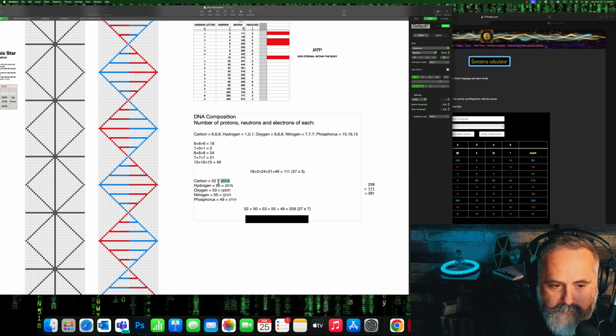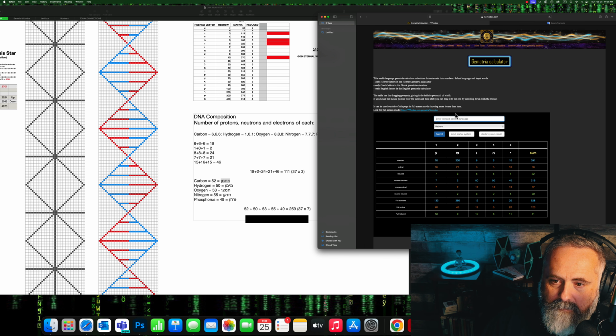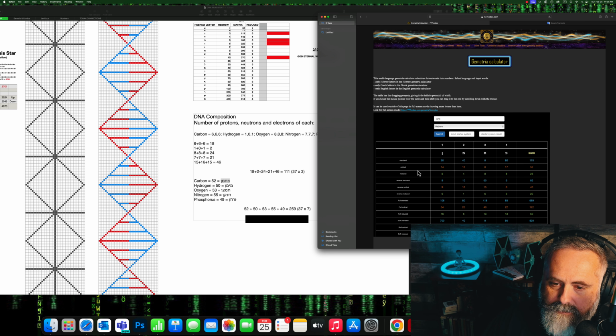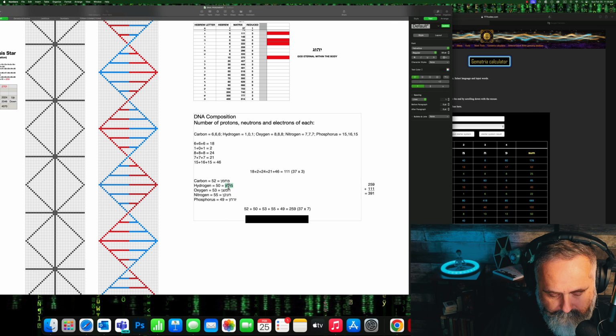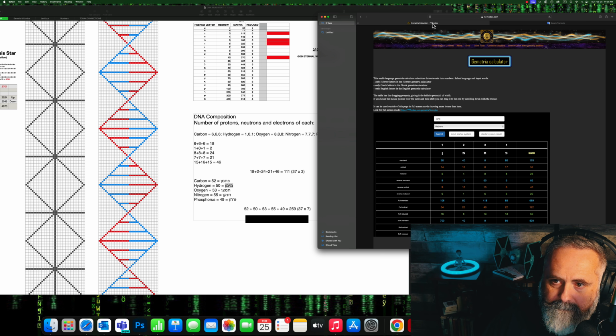So this is the word for carbon. Let's just show you the translation. You can see it's carbon. And then let's come over here, paste it into the Gematria calculator. And as you can see, the ordinal value is 52, just as I have here. We'll just run through each one of these really quick. The next one is hydrogen. As you can see, that's the translation. And this is the ordinal value of 50.